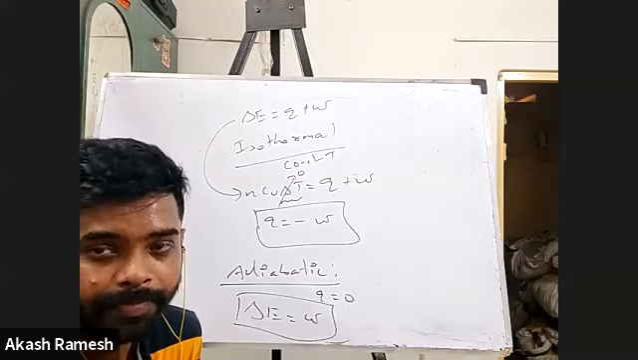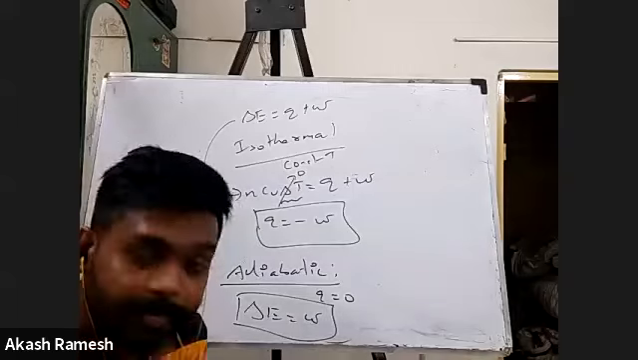A doubt. Yeah. What was the name of the process where volume is constant, sir? Isochoric process. Isochoric, sir. Yeah. Okay. Isochoric.